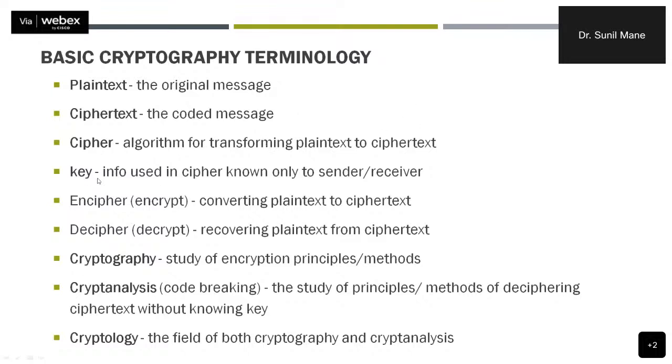Key is basically an encryption key or decryption key that is required at the time of the encryption or decryption process. If you have that key, then you can easily encrypt. If you don't have that key, then you can neither encrypt nor decrypt the information. Encipher and decipher are the processes. Cryptography is the encryption principles and methods used, and cryptanalysis is there. The study of both, cryptography as well as cryptanalysis, comes under cryptology.